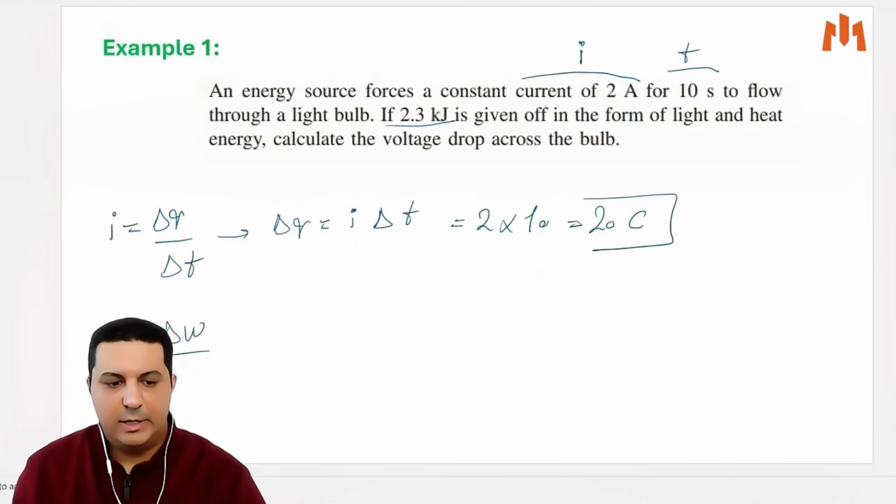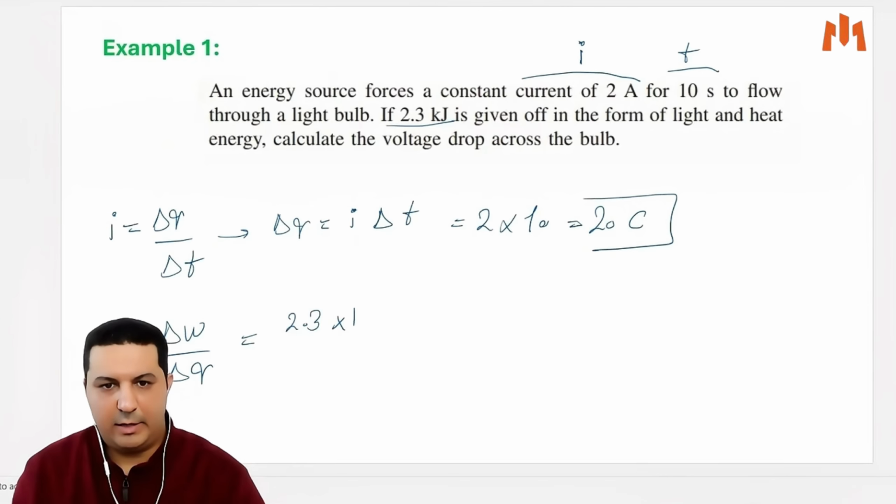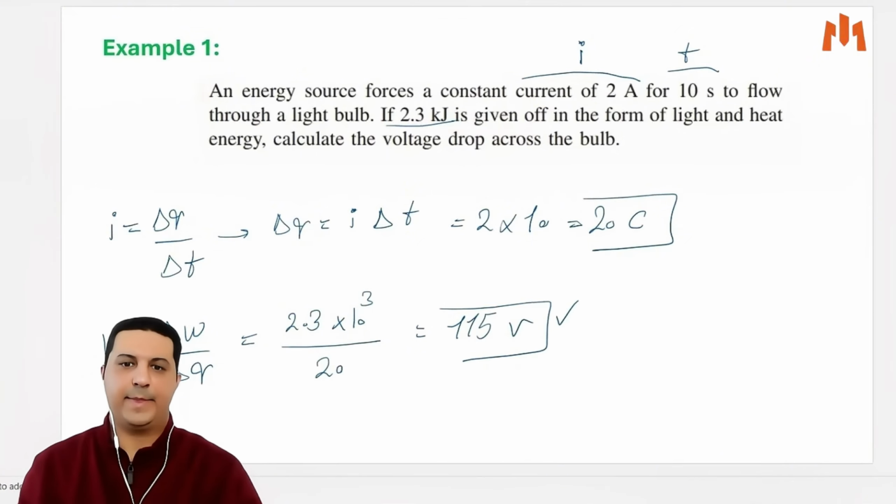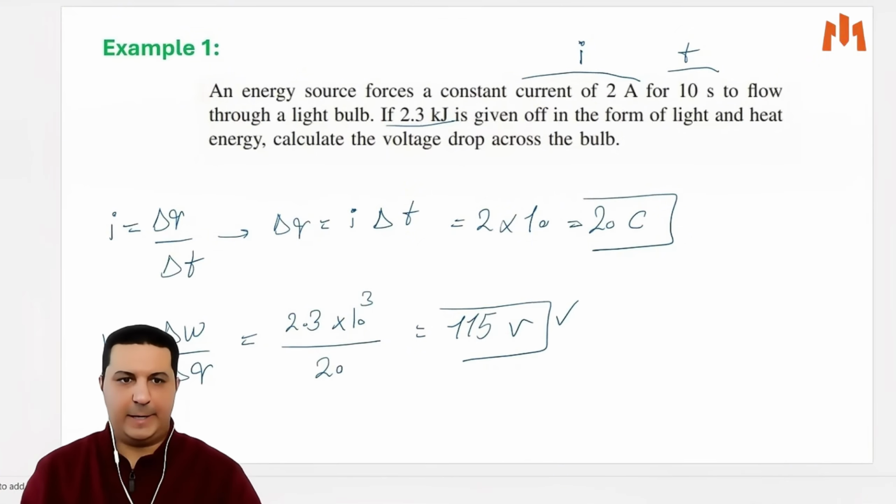And the other way, you know that V is delta W over delta Q, and this is 2.3 kilojoules, so you multiply that by 10 to the power 3, divided by 20 coulombs, so it is 115 volts. It is the answer of this part.